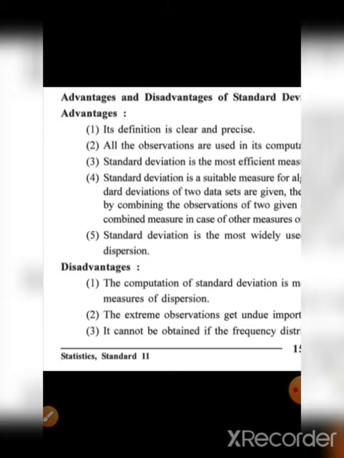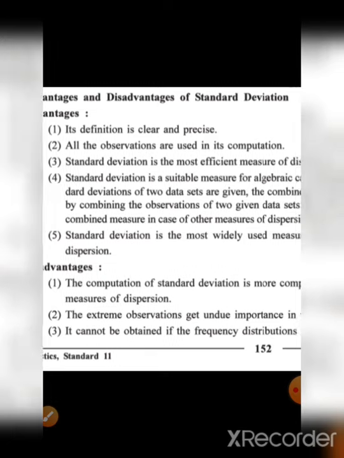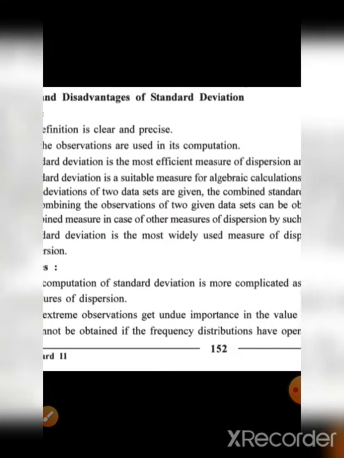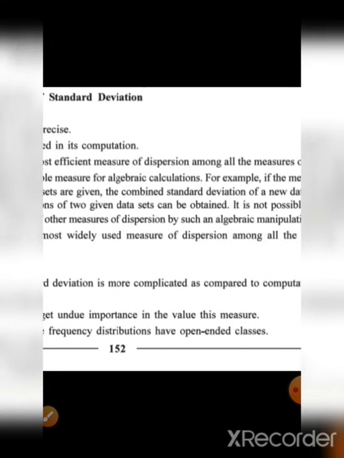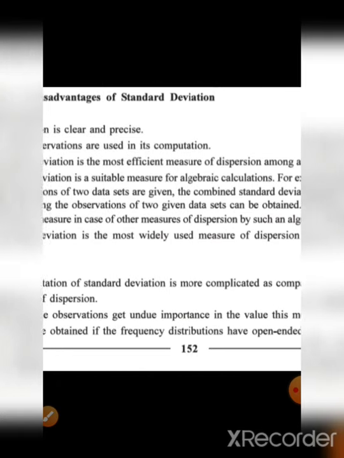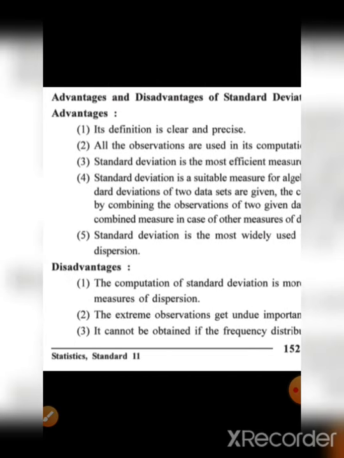See the second disadvantage: the extreme observations get undue importance in the value of this measure. Yes, children, to find the standard deviation, as we have seen, all the observations are used, right? And as all the observations are used, you will find that undue importance has been given to the extreme observations also, right? And that's why it becomes one of the disadvantages, right?